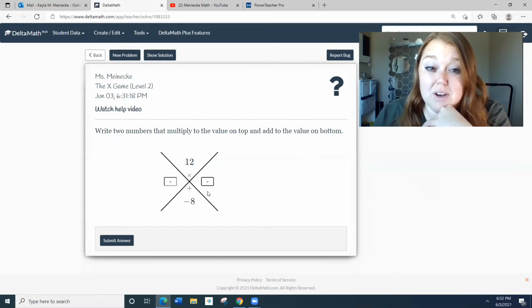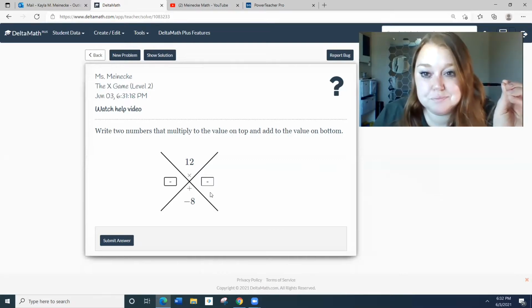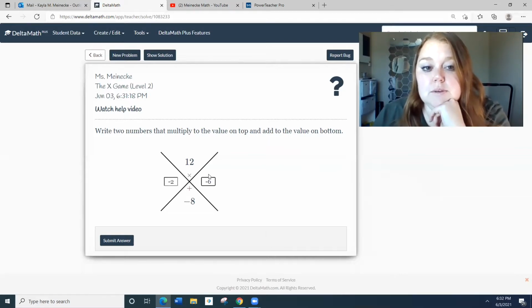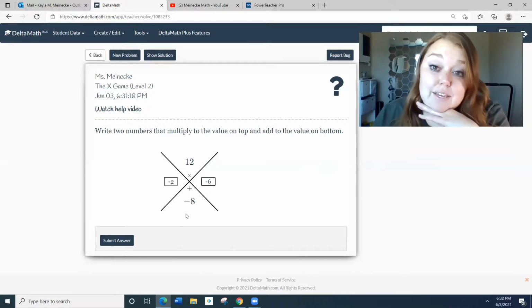Okay, if I put two positives right there, yeah, it could equal 12 when we multiply, but two positives added together does not make a negative. Okay, so 4 and 3, that's 7. So this would be 2 and 6. So negative 2 times negative 6 is positive 12, but negative 2 plus negative 6 is negative 8.